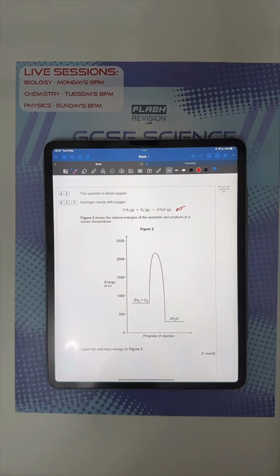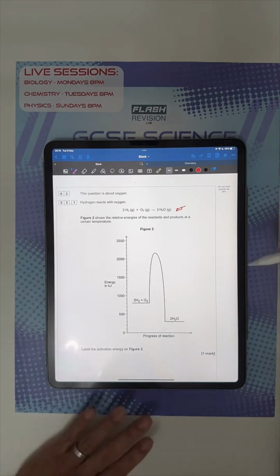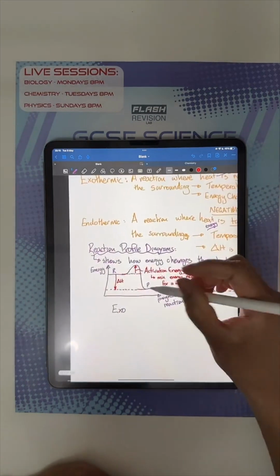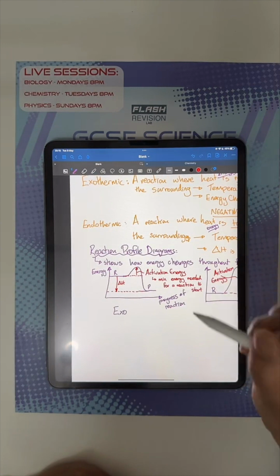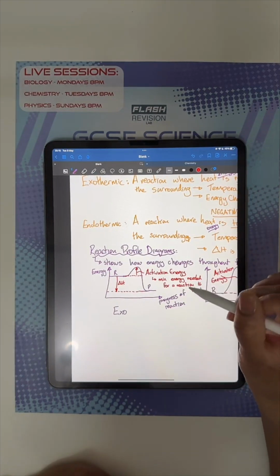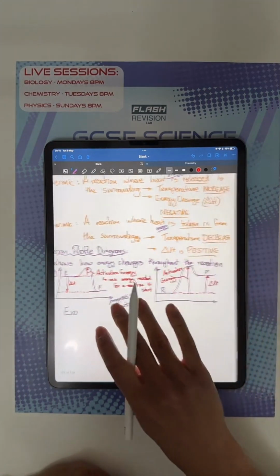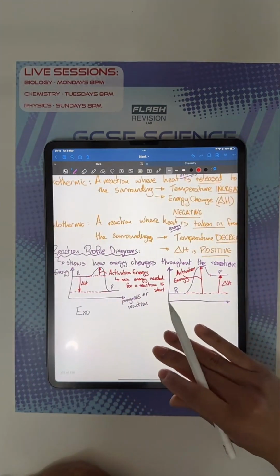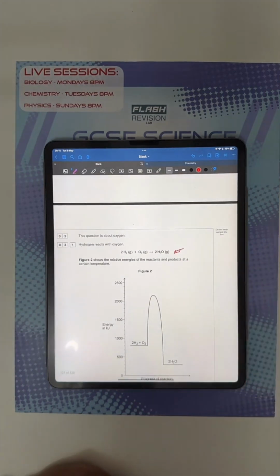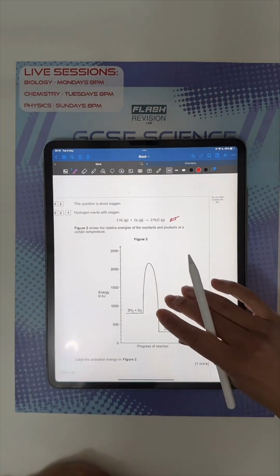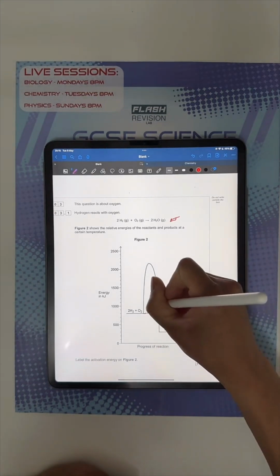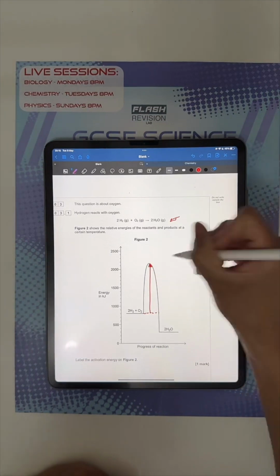Label the activation energy. So I'm hoping everyone knows it's going to be not a downwards arrow. It's an upwards arrow, guys. Activation energy is always upwards. The only thing that can be downwards is delta H. Delta H can be upwards and downwards, but activation energy always points upwards because it's the energy you need to put in to start the reaction. So labeling it, dotted line, arrow like that.